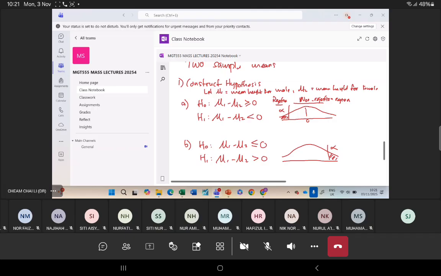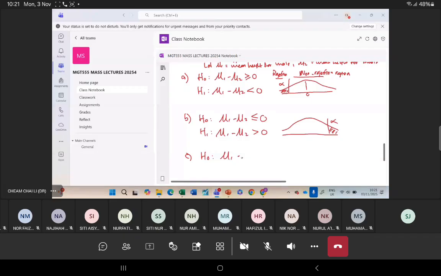And then the scenario where we have mu1 minus mu2 equals 0. Yeah, alternative hypothesis, mu1 minus mu2 not equal to 0. Okay, so if you have this situation, now you see your alternative hypothesis is not equal to 0. You have this 0, symmetry about the mean.